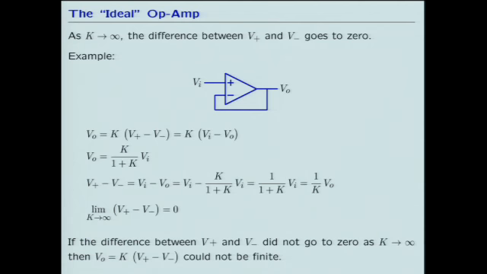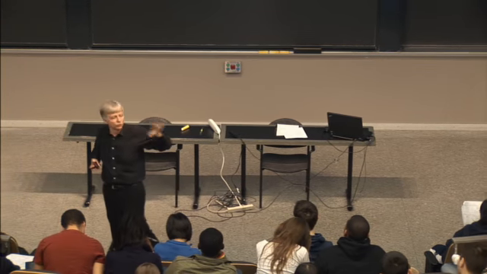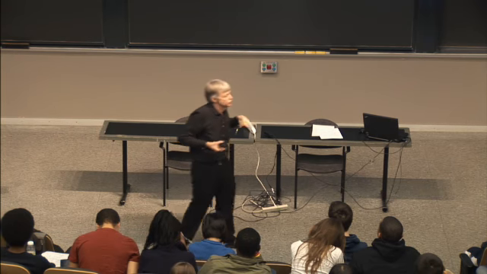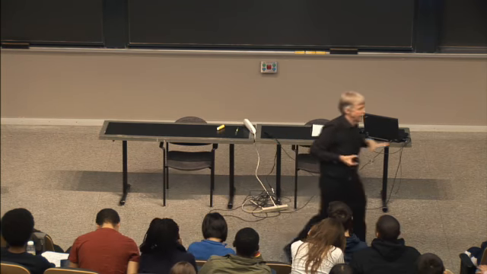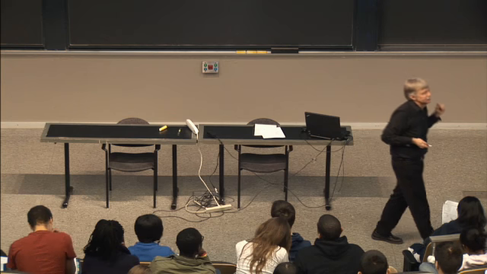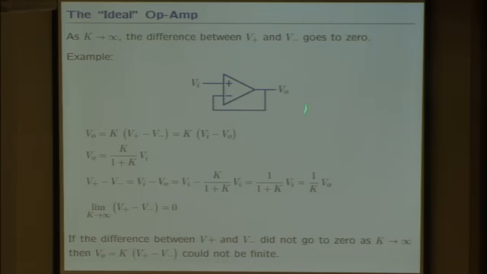The idea is that if you represent an op-amp as a voltage-controlled voltage source, and if K is very big, the effect will be to make the difference between the positive and negative terminals of the op-amp quite small. You can see that here by way of a simple example.